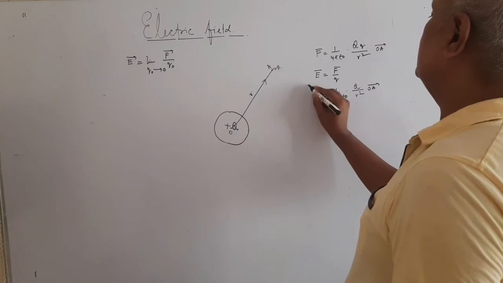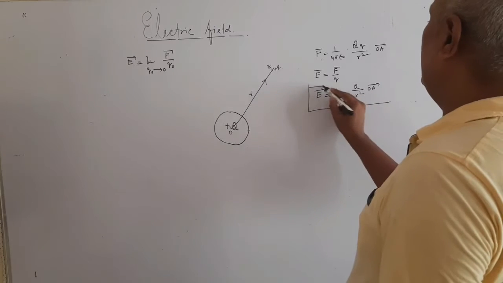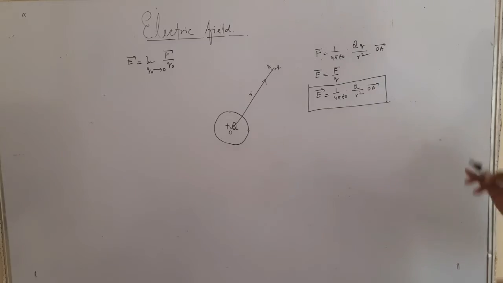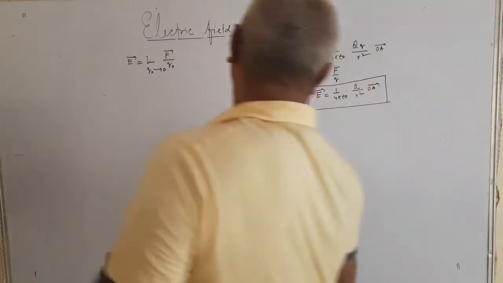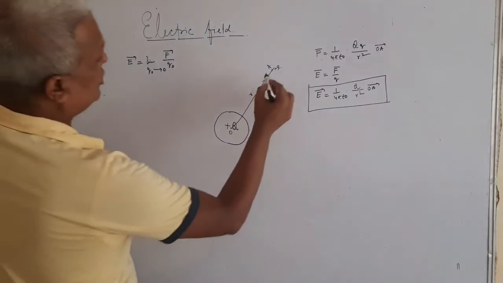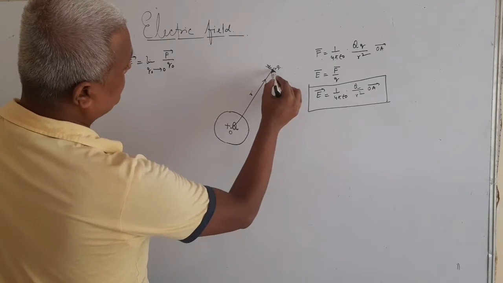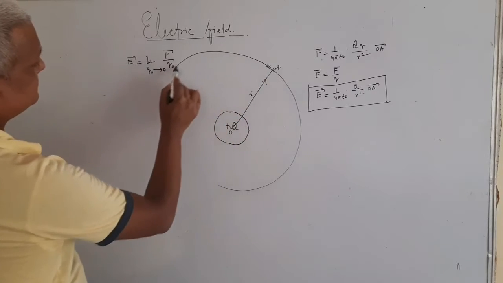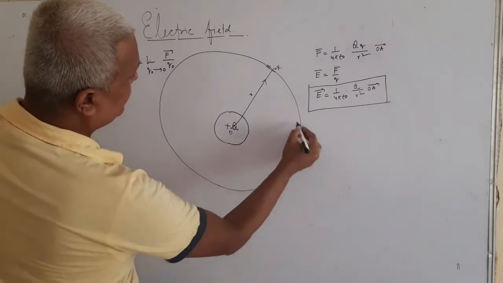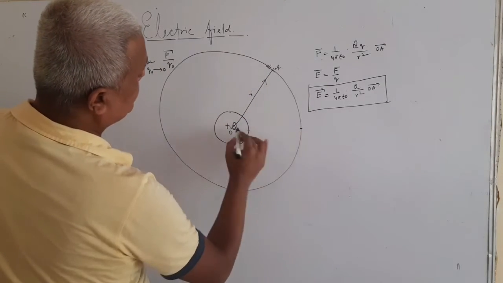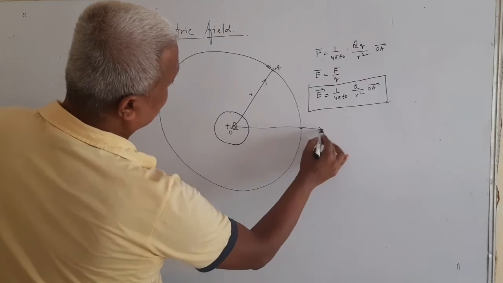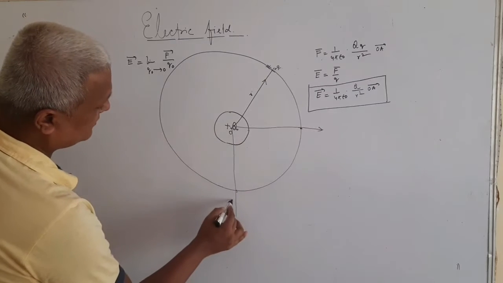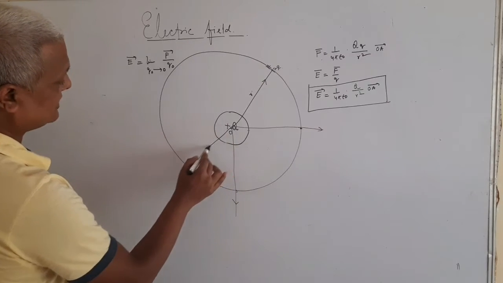So this is the idea of the electric field. Now to explain this, suppose if I draw a circle around this, and you bring this charge here, then the force will be like this. If you bring it here, the force will be like this. These are called electric field lines.